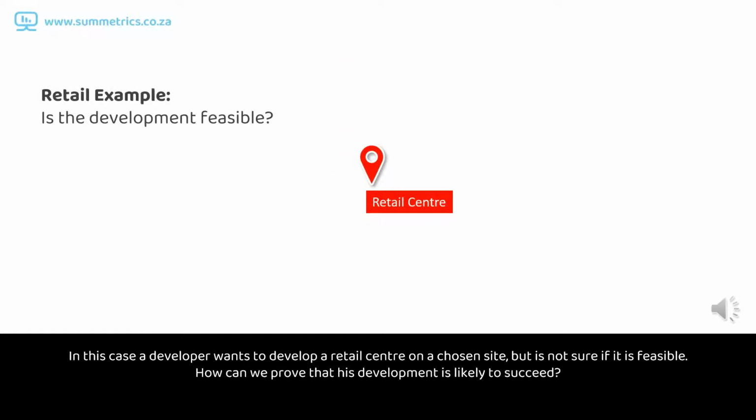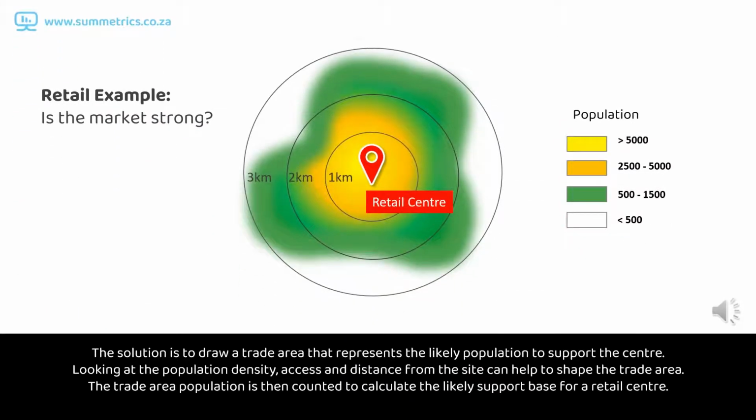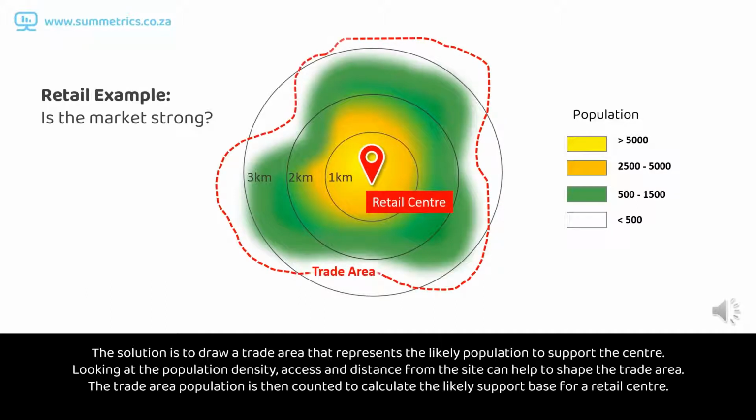Now for a retail example. In this case, a developer wants to develop a retail center on a chosen site, but is not sure if it's feasible. How can we prove that this development is likely to succeed? The solution is to draw a trade area that represents the likely population to support the center. Looking at the population density, access and distance from the site can help to shape the trade area. The trade area population is then counted to calculate a likely support base for the retail center.